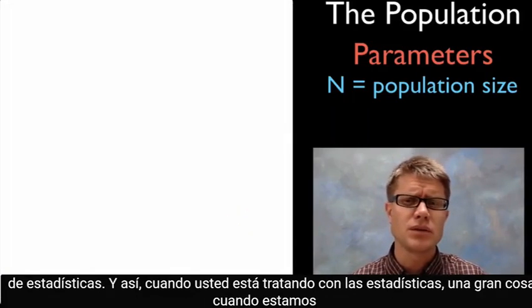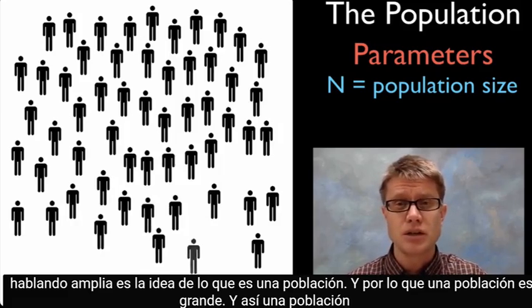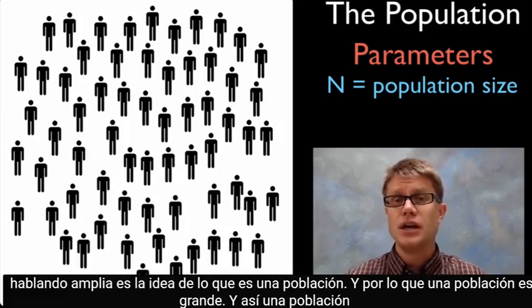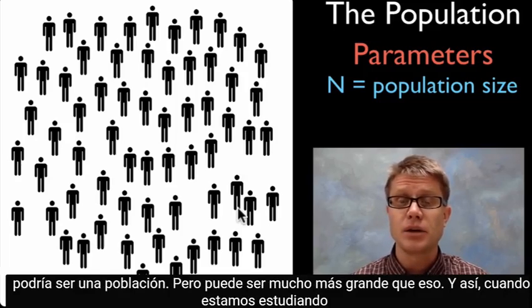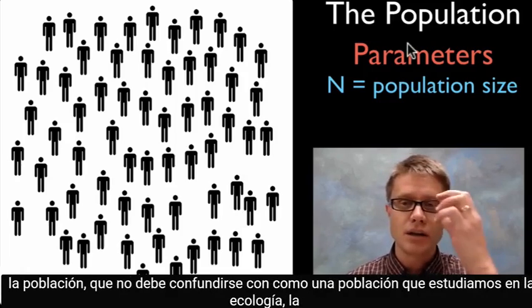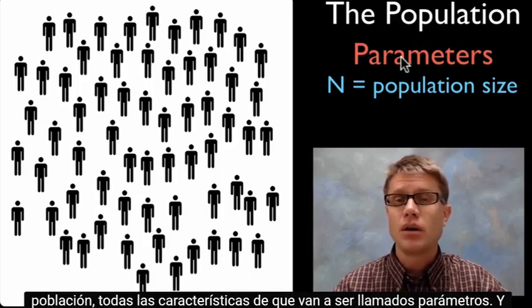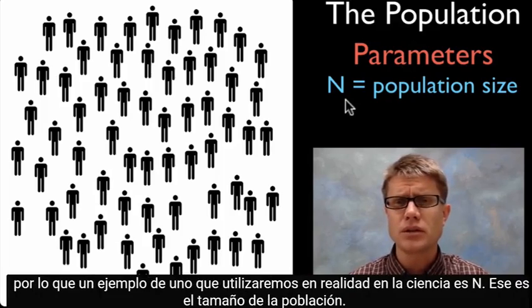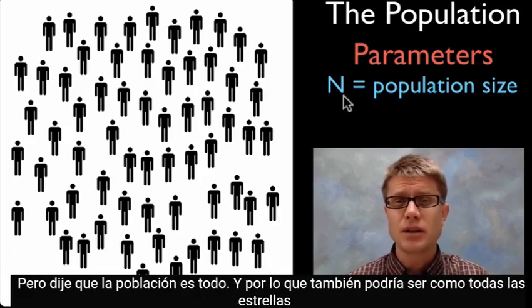And so when you're dealing with statistics, one big thing when we're talking broad is the idea of what a population is. And so a population is big. A population is going to be everything. So it could be like all the students in a class. That could be a population, but it can get much bigger than that. And when we're studying the population, not to be confused with a population that we study in ecology, all of the characteristics of that are going to be called parameters. An example of one that we'll actually use in science is N. That's the population size.